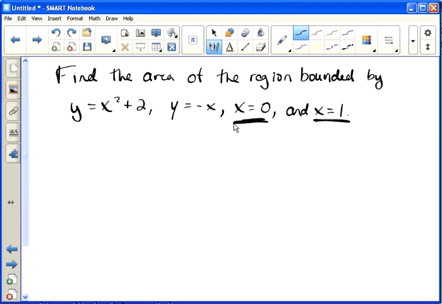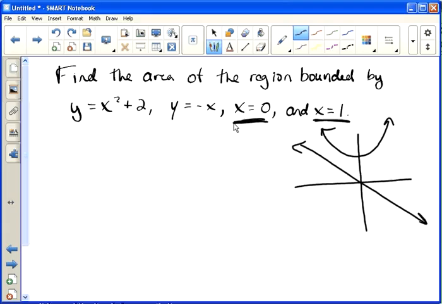Okay, so I'm not going to usually sketch these, but just so you get an idea what this one looks like, here's x squared plus 2. Here's y equals negative x, so you can see they don't intersect, and so it gave us boundaries at 0 and 1, and it wants us to find that area in between. Now that's just a rough sketch of that, but that gives you an idea of what we're doing.